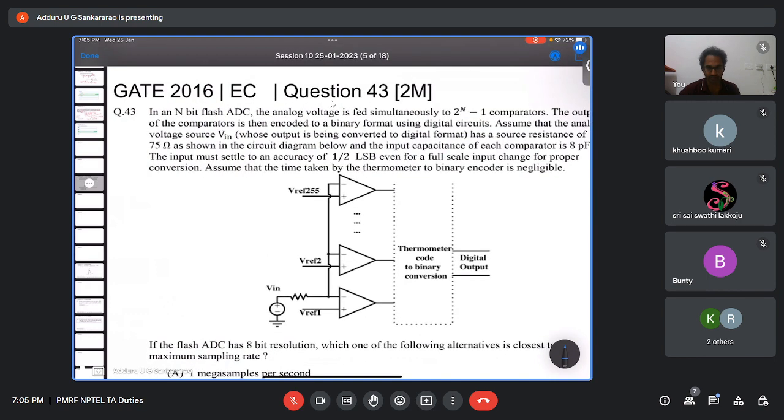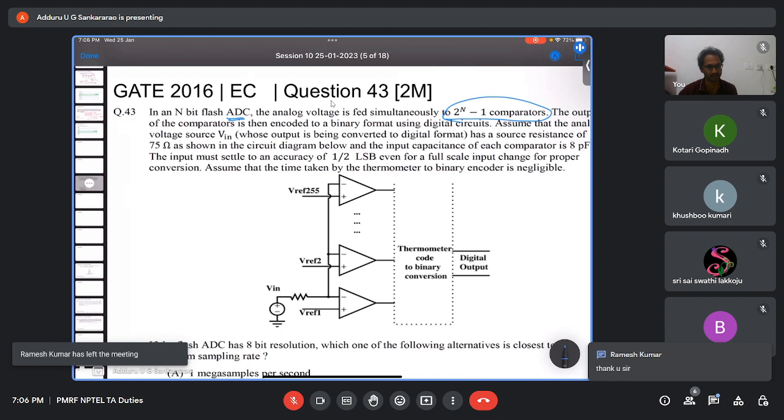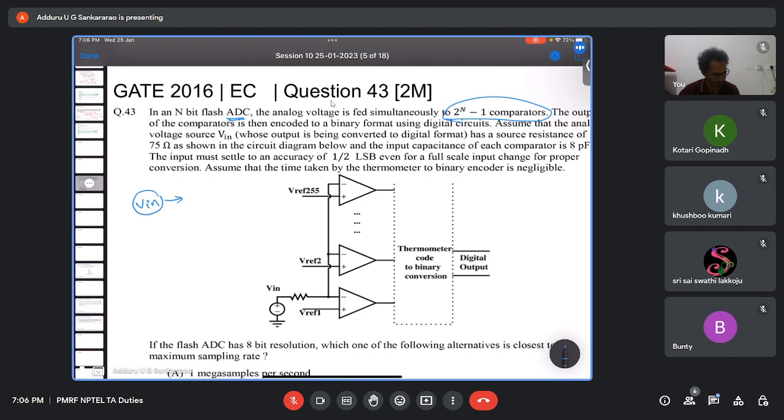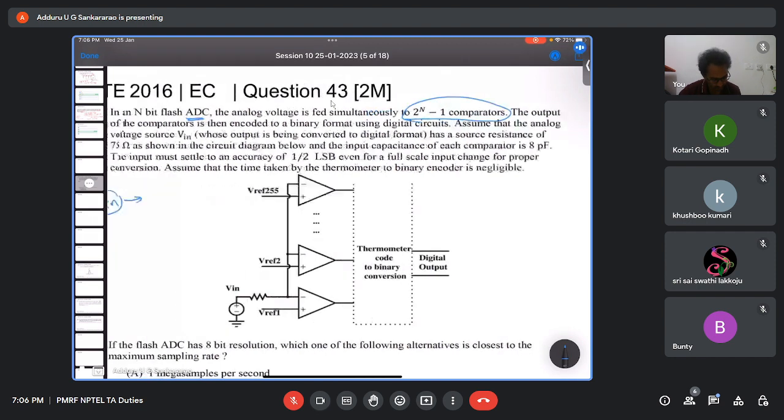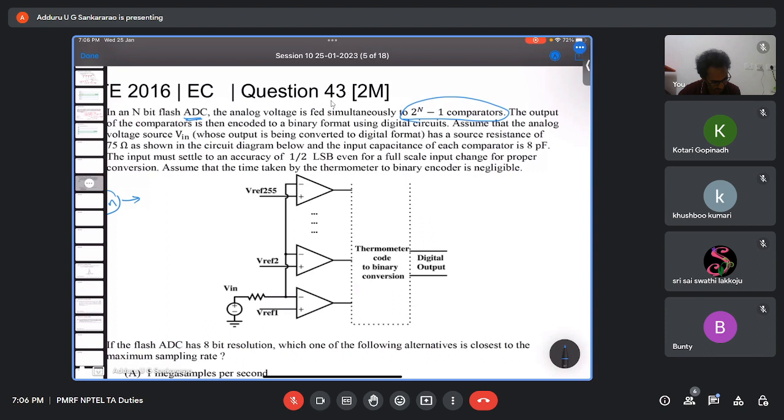In an n-bit flash ADC, the analog voltage is fed simultaneously to 2 power n minus 1 comparators. We have seen V input is given simultaneously to all the comparators. The output of the comparators is then encoded to a binary format using some digital circuits, a priority encoder.